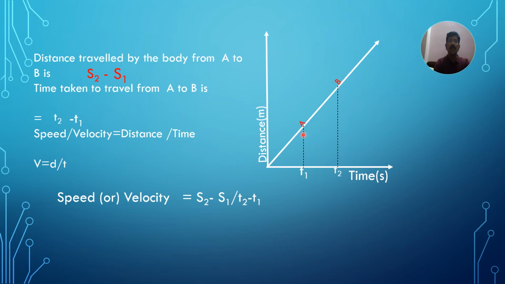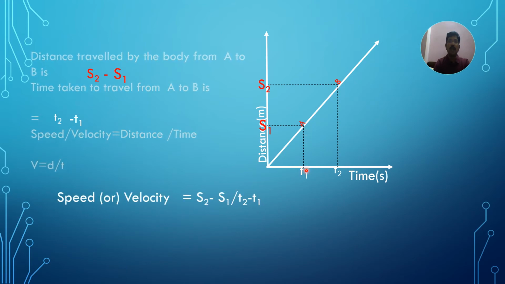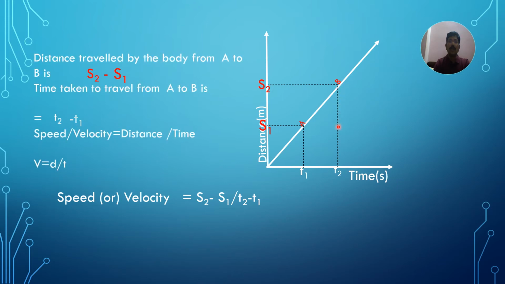If you are given two points A and B and you are asked to find the distance traveled by the body from A to B, with the help of the graph we can find it. For that, first draw a vertical to the x-axis from the point A and another vertical from the point B. They cut the time axis, that is the x-axis, at T1 and T2.